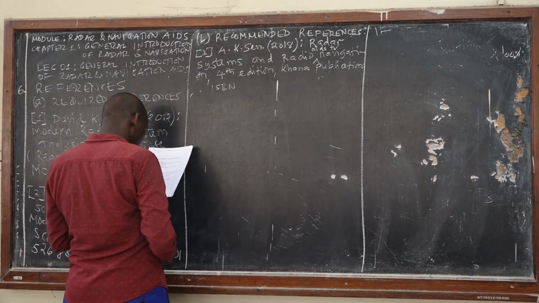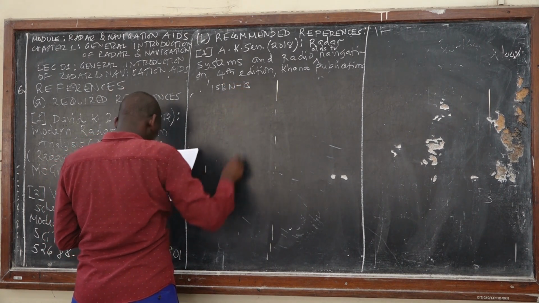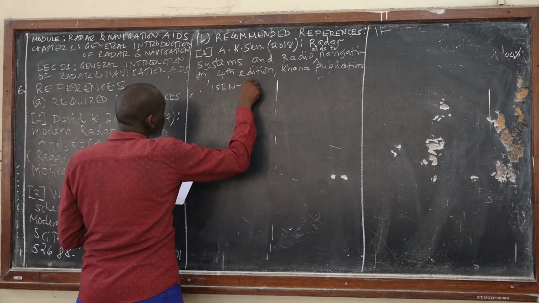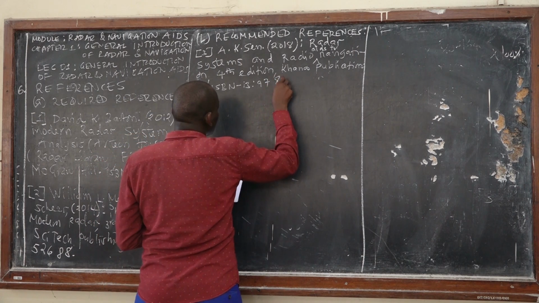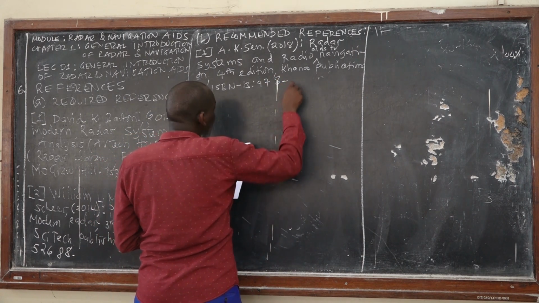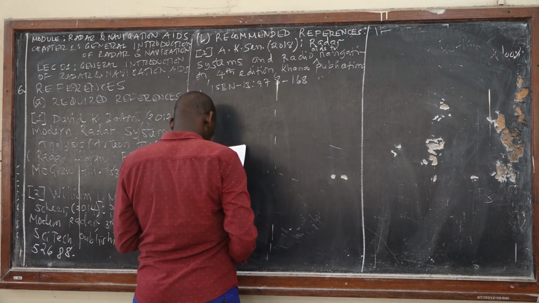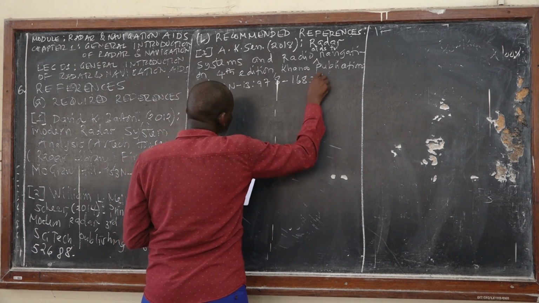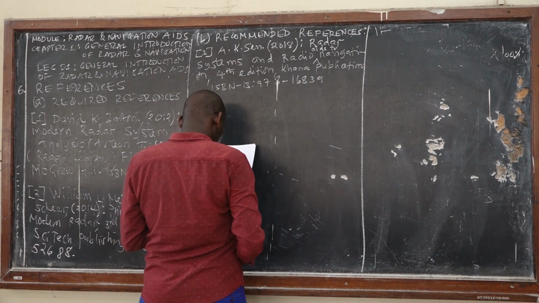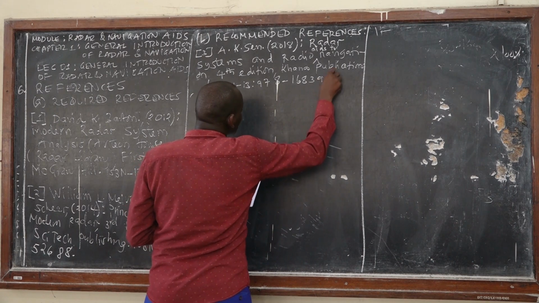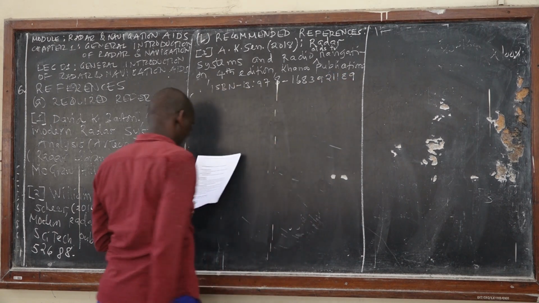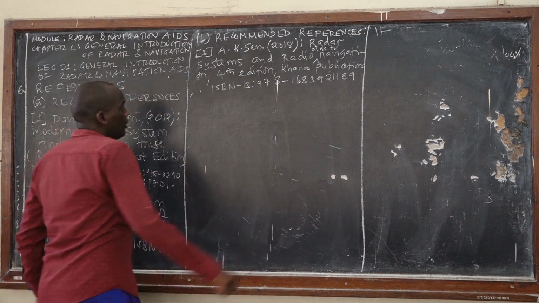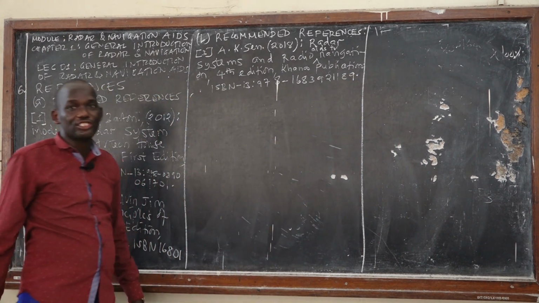ISBN number 13 97 8 168 39 21189. This is the third reference book.